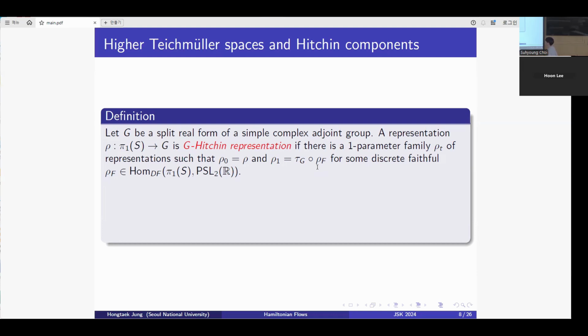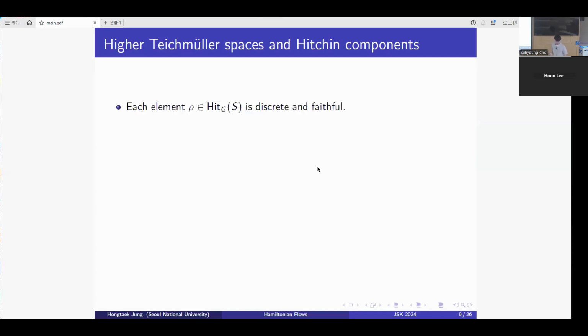So tau of G is the preferred one that I constructed before, and rho of F is a discrete faithful representation, or another name for it, a Fuchsian representation. So a G-Hitchin representation is nothing but a representation that is contained in the copy of Fuchsian representations. So we collect all these G-Hitchin representations and denote it by Hitchin with a bar. And if you take the conjugation class, we just write it as Hitchin of G of S.